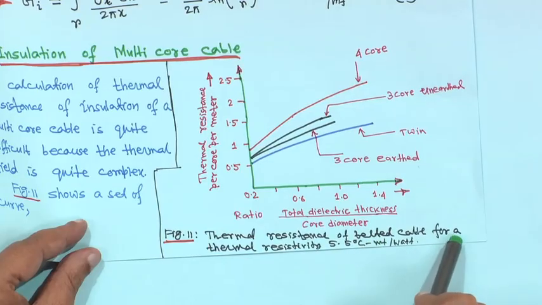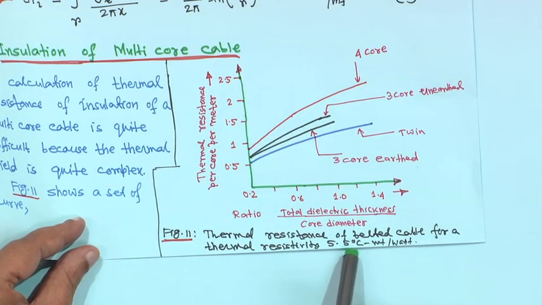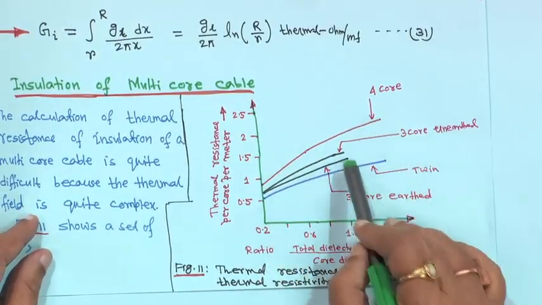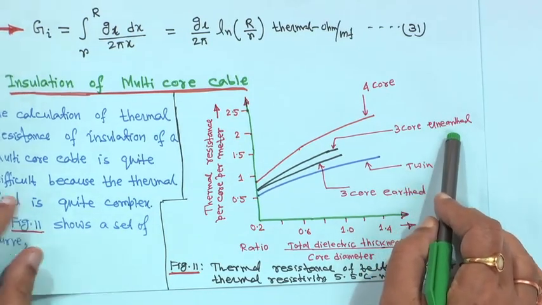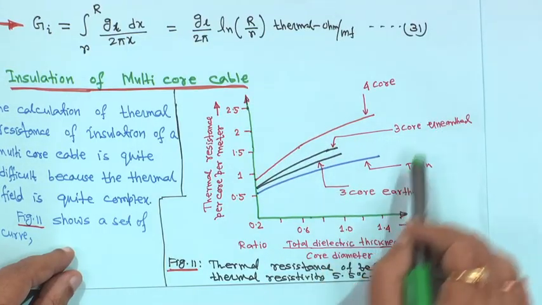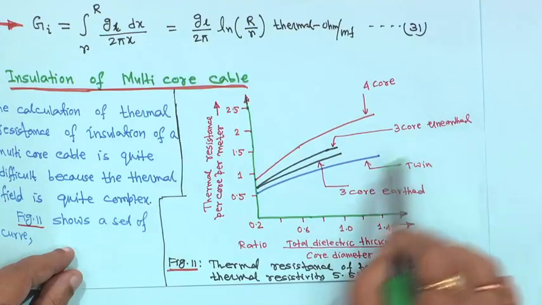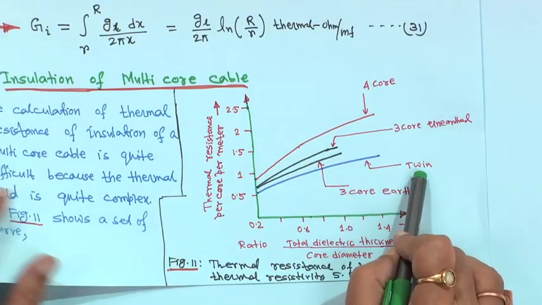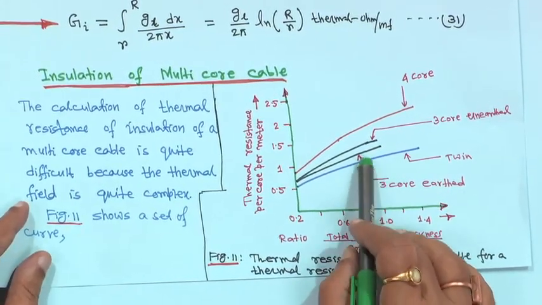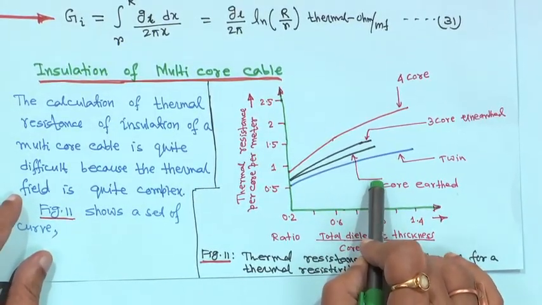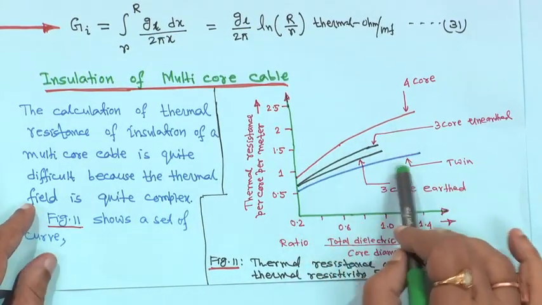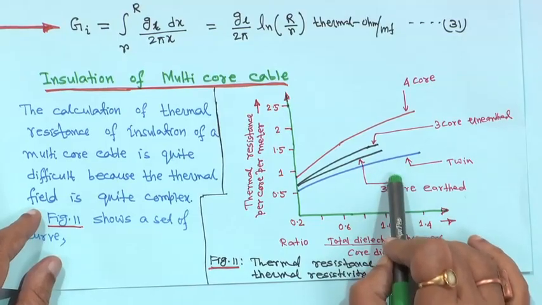This is the thermal resistance of belted cable for a thermal resistivity of 5.5 degree centigrade meter per watt. In this case, for the 4 core cable, this is the red one. For 3 core earthed, that is grounded, it is the upper black one, and this is the 3 core unearthed one, and this is the twin, that is, double core. These graphs are actually from experimental data. For classroom studies, the equations of this graph cannot be given, so if any numerical data is needed, it will be provided.